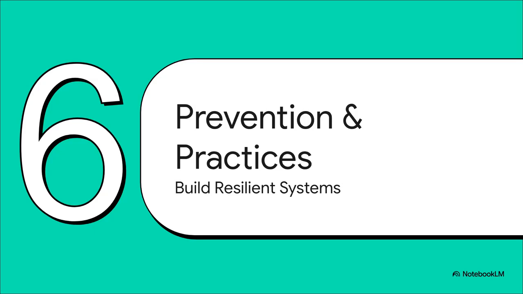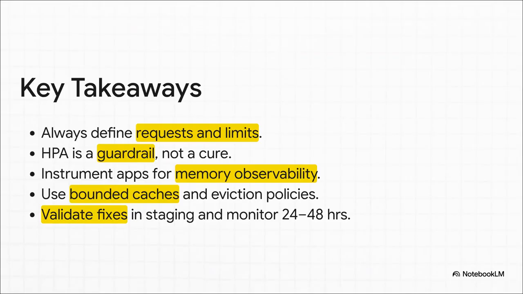Look, fixing the immediate problem is great. We put out the fire, but preventing the next fire, that's where we become truly great engineers. So let's boil it all down to the key takeaways. First, always set those memory requests and limits. Second, remember that things like autoscaling are great for handling real traffic spikes, but they will not save you from a memory leak. You also need good monitoring.